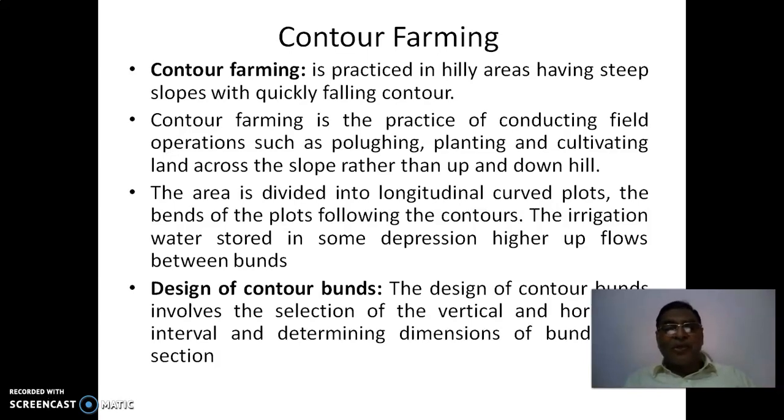The irrigation water is stored somewhere in a depression on the higher side of the bunds. It may be rainwater harvested, or it is simply pumped up to a hill and then released thereafter. But its source will be on the upstream side, very high up on the hills. Then we have the design of contour bunds. The design of contour bunds involves the selection of the vertical as well as the horizontal interval and determining the dimension of the bund cross section.